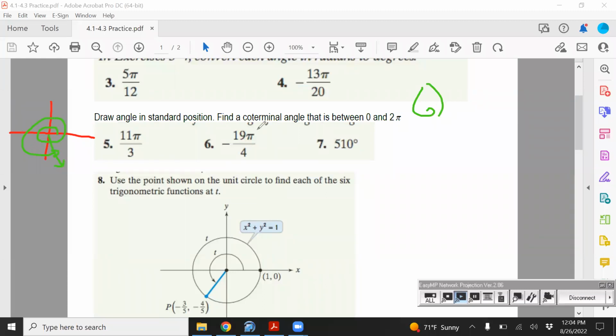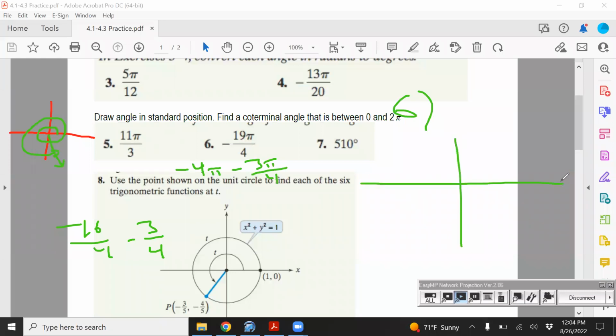How many times does 4 go into 19? It goes in 4 times. So you can say negative 4 pi minus 3/4 pi. Why could I say that? Because negative 16 over 4 minus 3 over 4 is negative 19/4. So what you're going to do is go around twice in the other direction, right? So clockwise. Negative 2 pi, negative 4 pi, and then negative 3 pi over 4. So it's a little spiral.